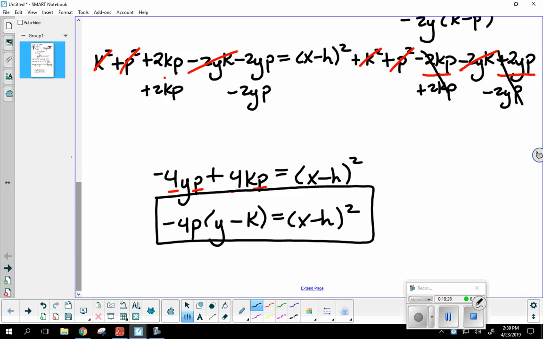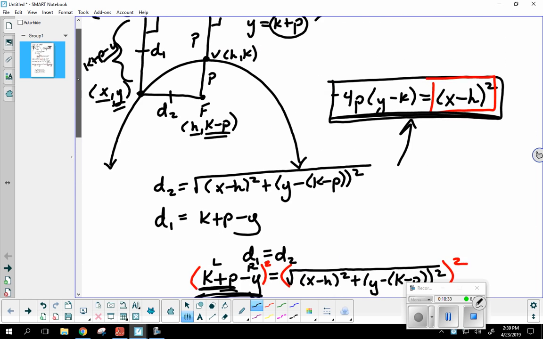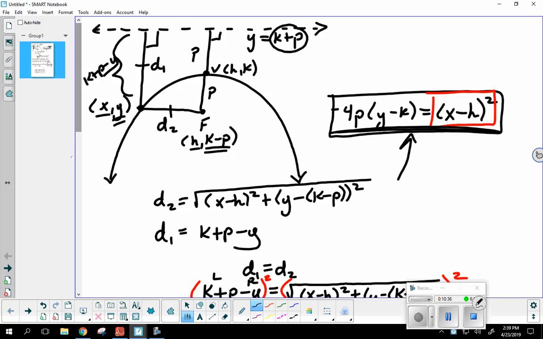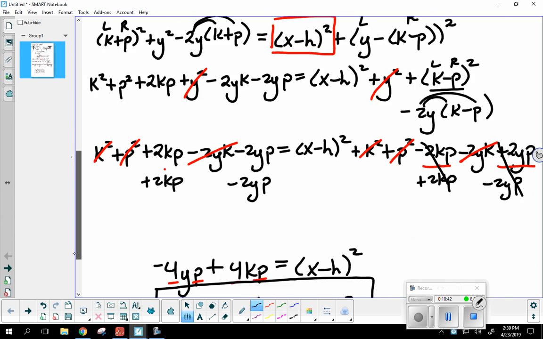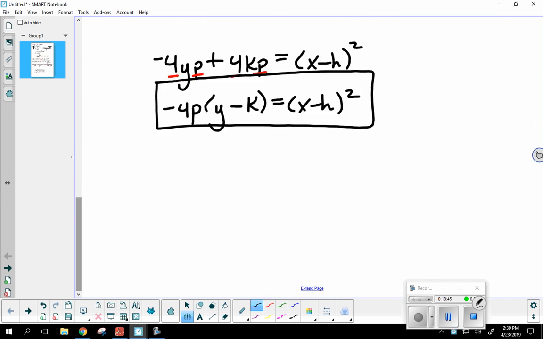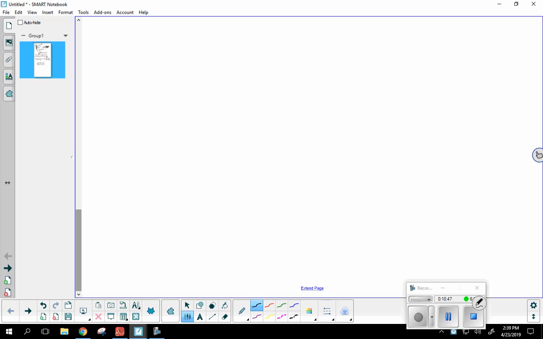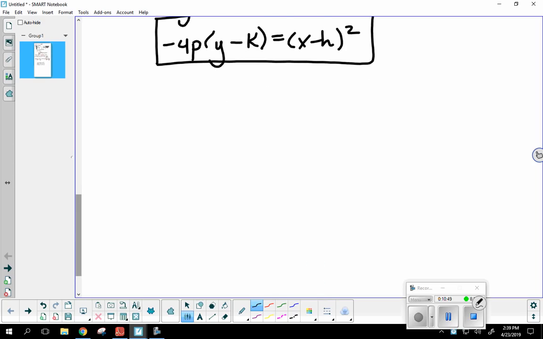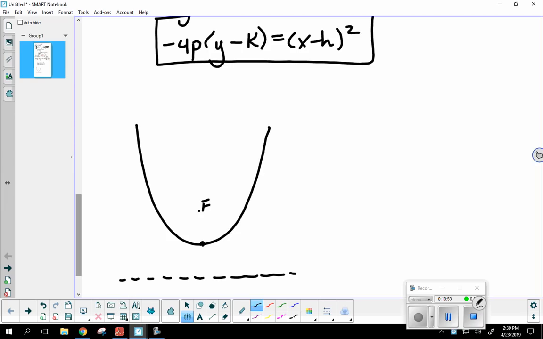Okay, now here's what your assignment is. I want you to go back and diagram a parabola that opens up, and I want you to derive or prove that equation. This is due before you leave today, and it is going to be for a grade. Okay, so here's what I mean. You're now going to take a parabola that opens up. Here's the focal point. Here's the directrix. Okay. Here's the vertex at h, k.